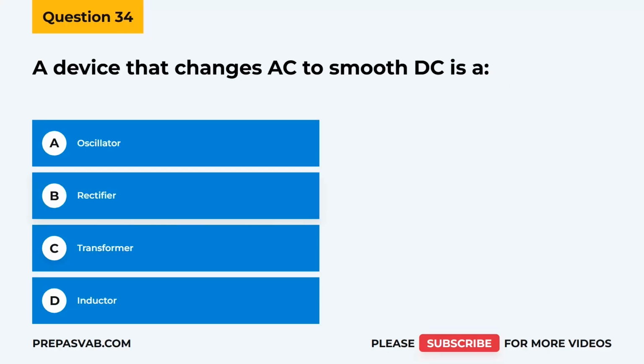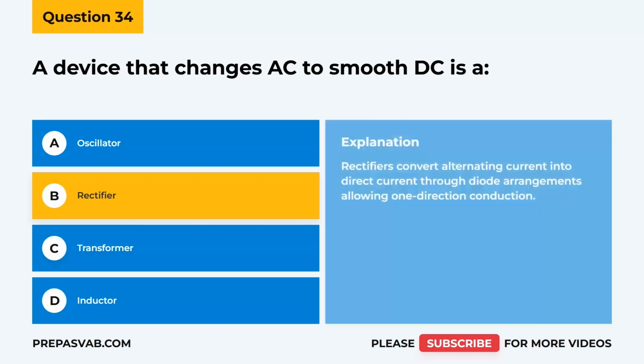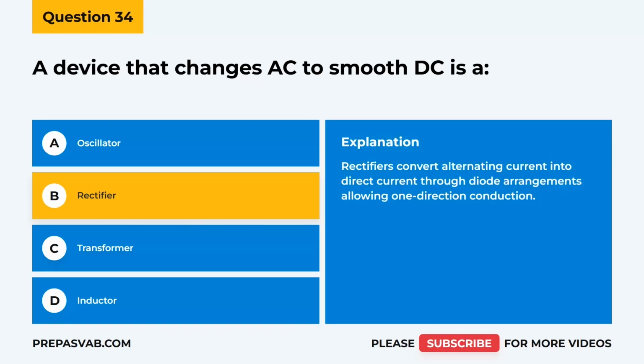Question 34. A device that changes AC to smooth DC is A. Oscillator, B. Rectifier, C. Transformer, D. Inductor. The correct answer is B. Rectifier. Rectifiers convert alternating current into direct current through diode arrangements allowing one-direction conduction.